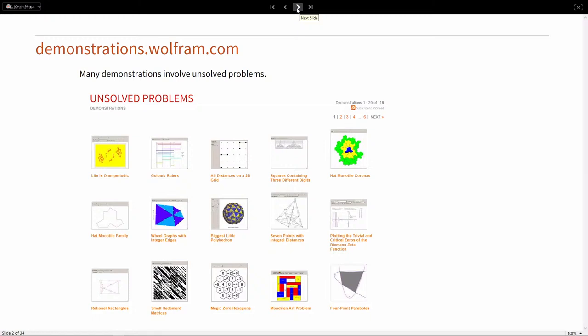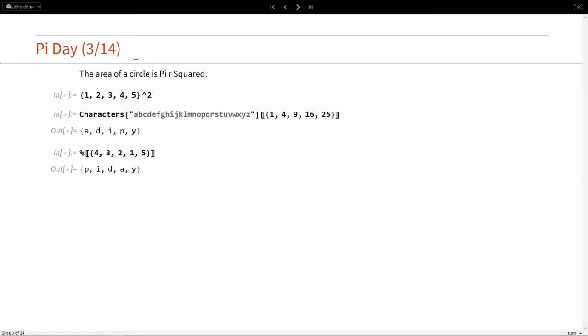Here's a few of the demonstrations involving unsolved problems, and I'll be hitting on some of these today. So I started out by saying the first topic would be pi in celebration of Pi Day. We did a few posts on Pi Day at community.wolfram.com. And one thing to notice is that the area of a circle is pi r squared. So if you take the first 5 numbers and square them and then convert those into characters, you get 1, 4, 9, 16, and 25, which makes these letters A, D, I, P, and Y, which is an anagram of Pi Day. So if you square numbers, you get Pi Day. And I thought that was interesting.